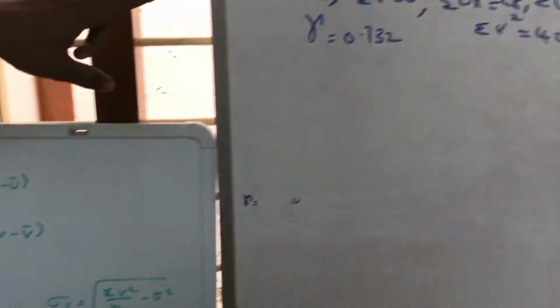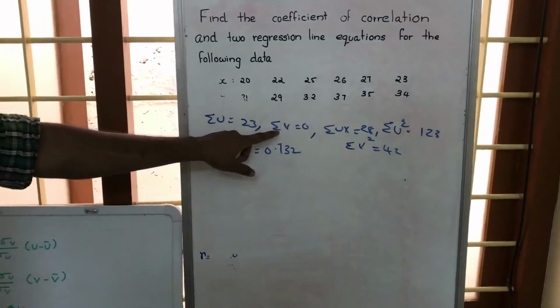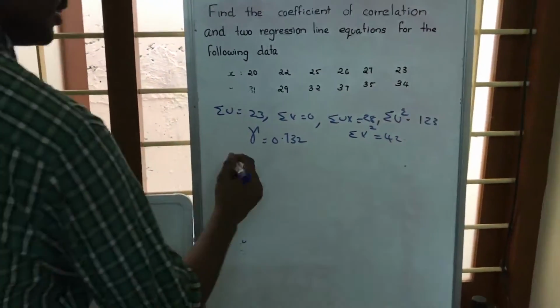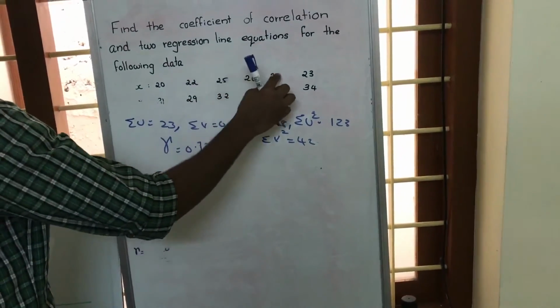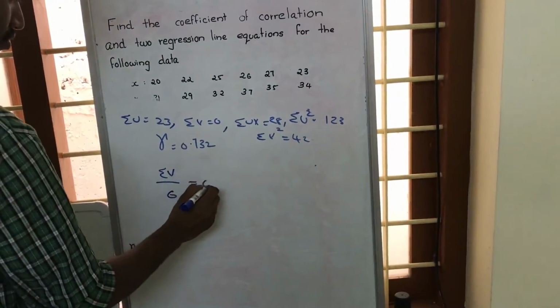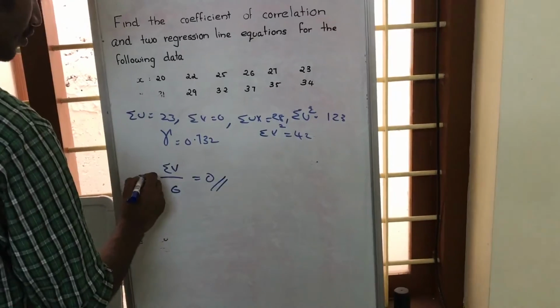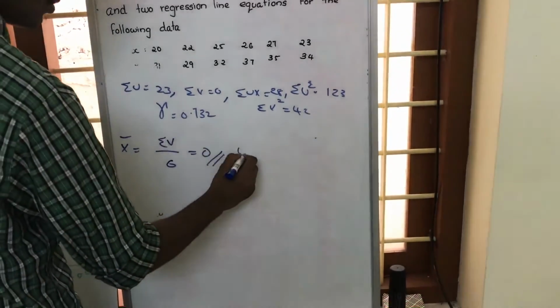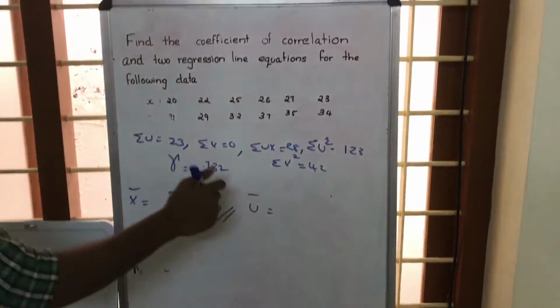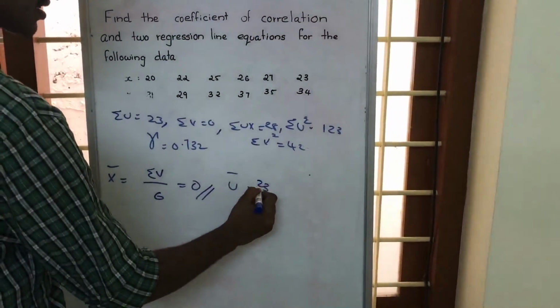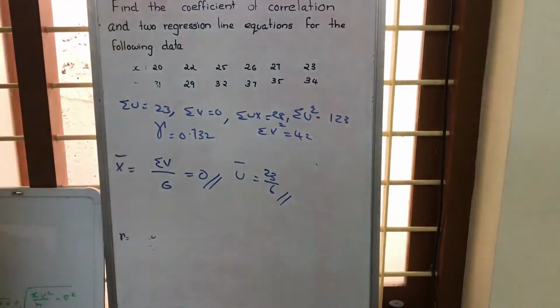Sigma v we have already found, sigma v is equal to 0. So sigma v by n, where n is 6, is 0 by 6, which is equal to 0. So that is equal to V bar. Similarly, U bar is equal to sigma U by n. Sigma U we have already found 23. That 23 by 6 is equal to U bar.